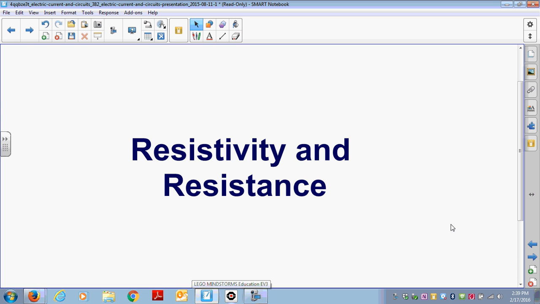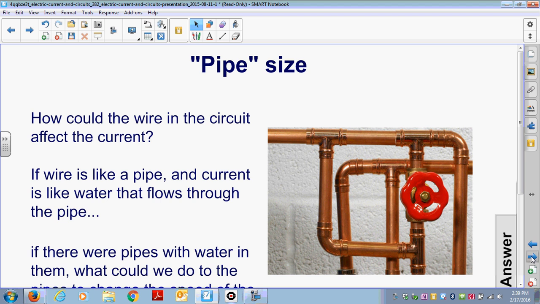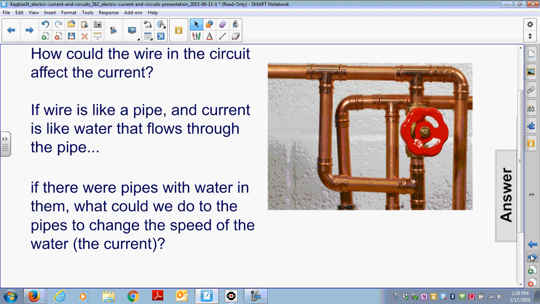In this video, we're going to cover resistance and resistivity. So let's go again and talk about pipe size. How could the wire in a circuit affect the current? If the wire is like a pipe and current is like water that flows through the pipe, if there were pipes with water in them, what could we do to the pipes to change the speed of the water? In other words, change the current.